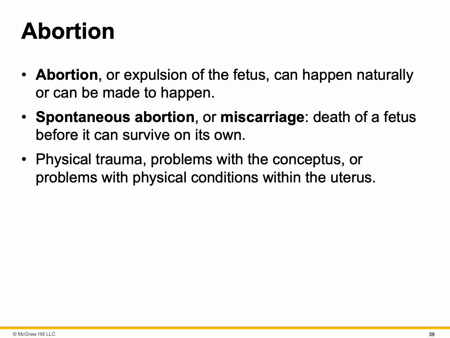Now, to provide some context, there were over 625,000 legal abortions reported to the CDC in 2021, and this reflected a rate of 11.6 abortions per 1,000 women ages 15 to 44. A natural form of abortion is called a miscarriage, or sometimes called a spontaneous abortion, where there is a death of a fetus before it can survive on its own. So this may be due to a number of factors, including physical trauma, problems with the fetus, or problems with the physical conditions within the uterus. About one-third of all abortions in the US are spontaneous abortions or miscarriages.